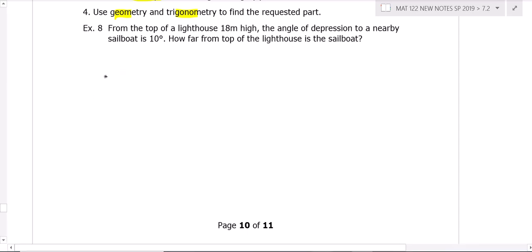Okay, so let's just kind of do this. You don't have to be a good artist or anything. I just try to get the idea. So here's my lighthouse, like that. Now, from the top of that lighthouse, somewhere in here, you see a sailboat down below you somewhere. So here is my pretty artistic sailboat.